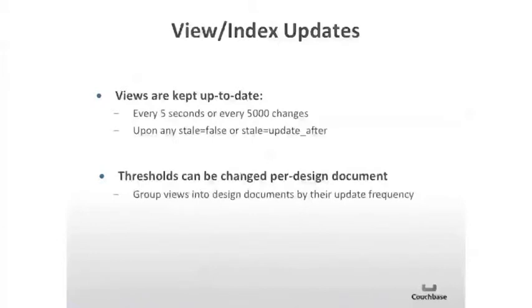Views and indexes, we're also keeping up to date ourselves. By default, every 5 seconds or every 5,000 changes, we will trigger a view update. Also, almost every client access is going to trigger or perform an index update. And so, again, all of this should be done automatically without you having to worry about it. If you're seeing some problem or some slowdown or some delay, there are things you can tune to speed it up and to make it happen more frequently.